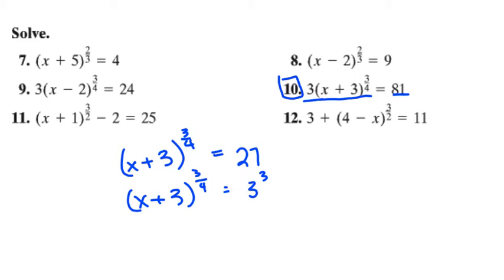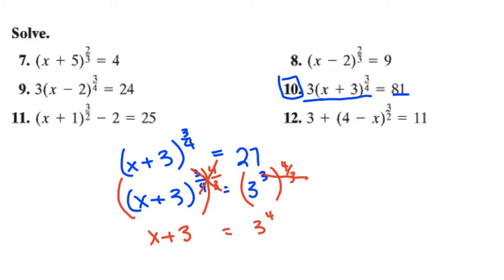Okay, now in order to get rid of this exponent, I'm going to multiply by its reciprocal. So that would be 4 over 3. And I'm going to do the same thing over here, because what I do to one side, I must do to the other. Here, these cancel out, and we're left with just x plus 3. Here, the 3's cancel out, and you're left with 3 to the 4th power. Okay, 3 to the 4th power is going to be 81. So we have x plus 3 is 81.